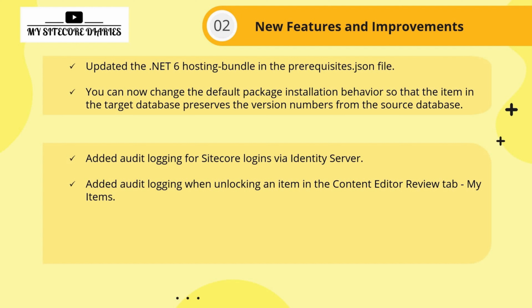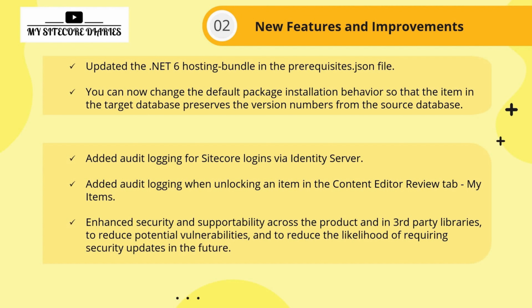Added audit logging when unlocking an item in the content editor, review tab, my items. So from my items, if you are unlocking the item, that time also they have added the logging. Enhance security and supportability across the product and in third-party libraries to reduce the potential vulnerabilities and the likelihood of requiring security updates in the future. So for future vulnerabilities and security updates, they have already done that, so you do not have to worry about those. And this is done across the complete product where they are using third-party libraries.